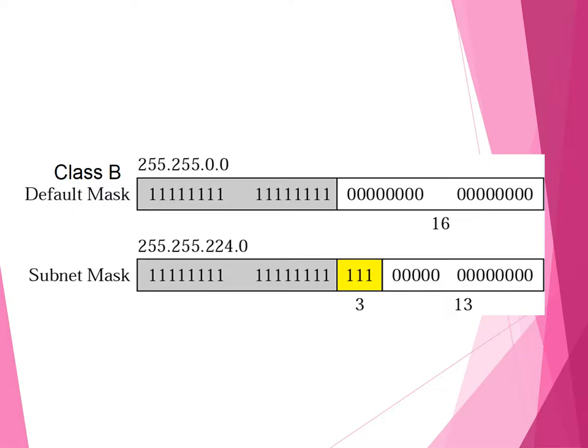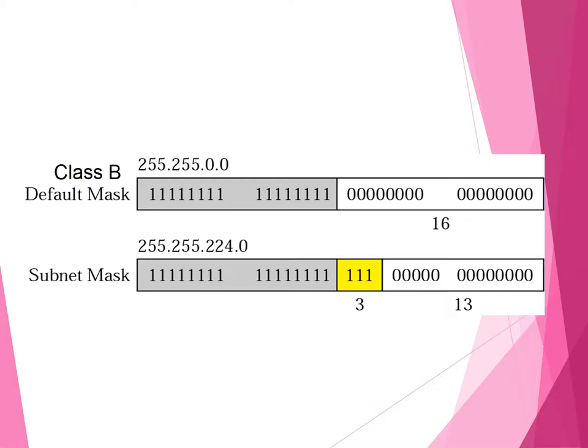Class B default mask is 255.255.0.0. 255.255.0.0 is converted into binary by making the first 8 bits 1 on, then again all on, and then all 0 and all 0. That is /16.